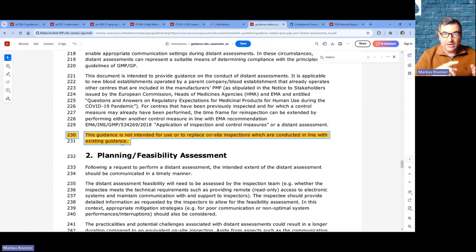In the PIC/S, you will also find that if the remote assessment was successful, you should publish a GMP certificate. And I'm really wondering about that because you will never have the same level of inspection if you look into this one. So I would here refer to the EMA document.